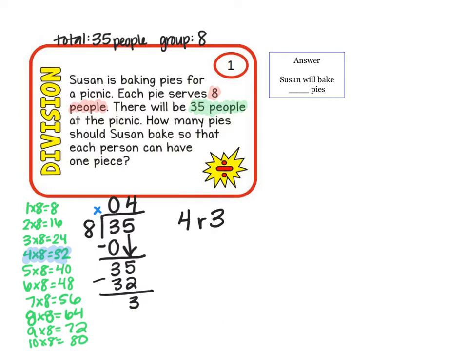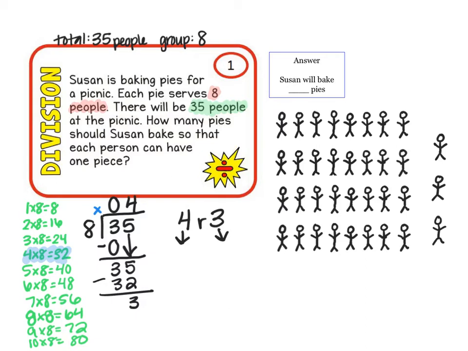Well, now we have to figure this out. Because I have a remainder, I have to figure out what to do with it. So I know I'm going to need 4 pies, or 4 groups of 8 people. But then I'm going to have 3 people left over.